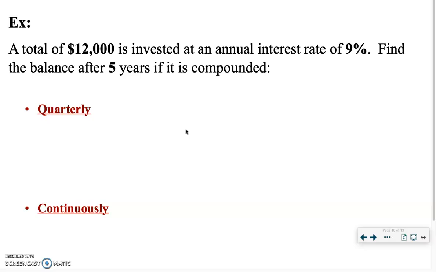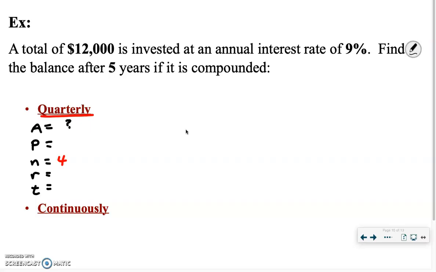It says that a total of $12,000 is invested at an annual interest rate of 9%. Find the balance after 5 years if it is compounded quarterly. So by telling us quarterly, what is that saying? 4. N is 4. And that's what that means. Now the rest of this, hopefully we can fill in.